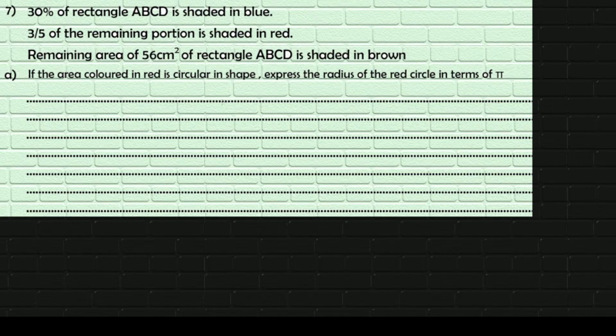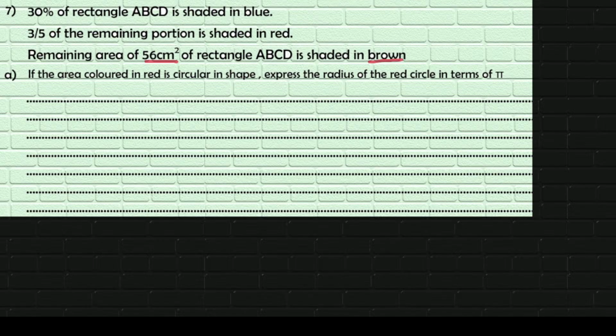Alright. How do you do this? We have been told the area that is colored in brown is 56 square centimeters. So we will have to use that value, 56 square centimeters, to find the area that is shaded in red. We know the fraction that is shaded, but the value corresponding to red's fraction we don't know. First, let's find the fraction that is for blue, for red, and for brown.